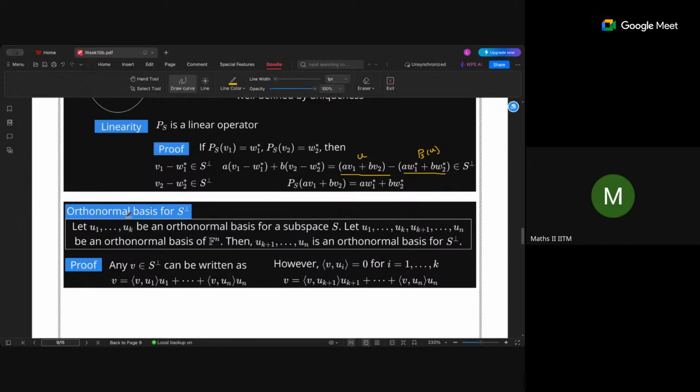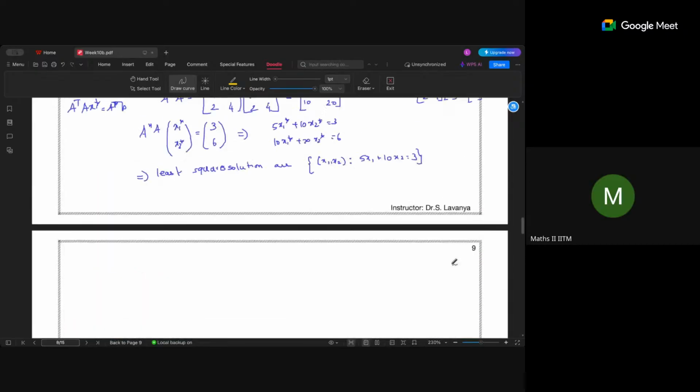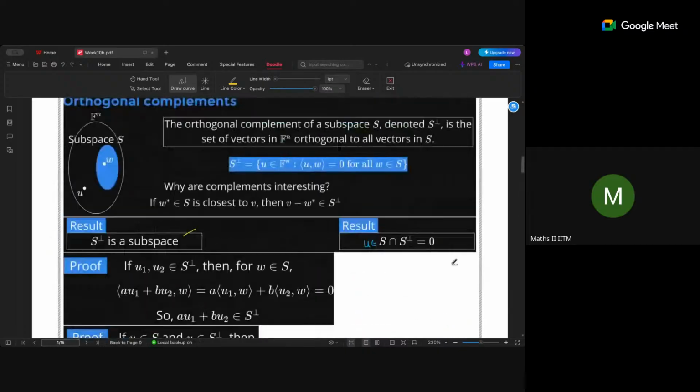Here is something more before going to how to find Ps. What is an orthonormal basis for S perp? This is something very easy. Let's say you have some basis for S, and you know how to extend a basis to Fn. So let's say u1, u2, ..., uk is a basis for S, and you are extending with some other vectors to Fn. Then uk+1, ..., un all form a basis for S perp. If this is an orthonormal basis for Fn, then this is an orthonormal basis for S perp. You can very easily see it from some example.